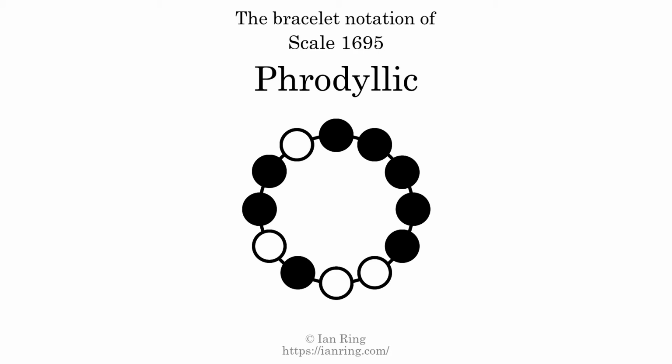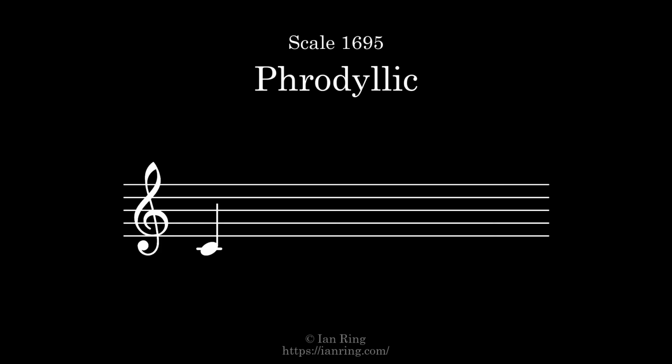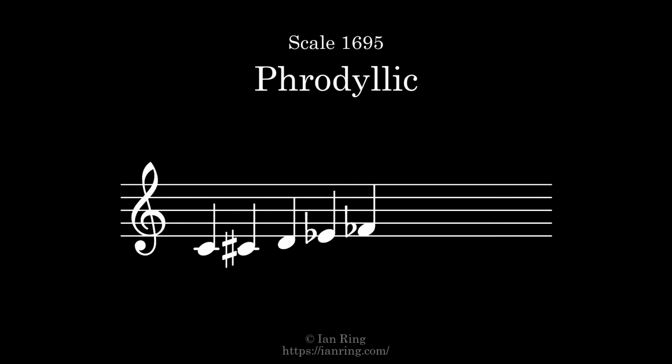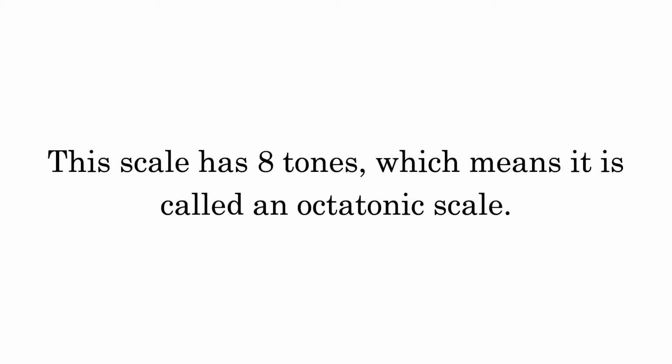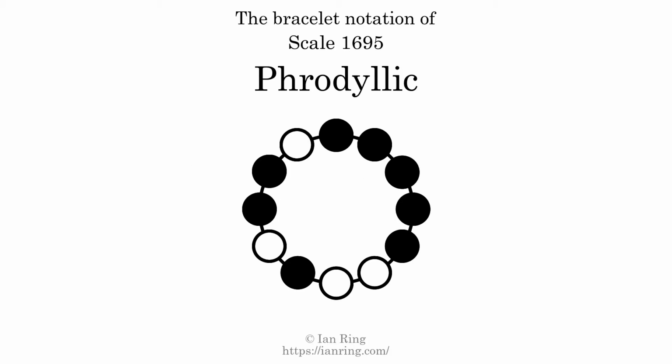1695, Phrodyllic, which sounds like this. This scale has 8 tones, which means it is called an octatonic scale. This is a bracelet notation diagram of scale 1695. The shaded circles represent tones that appear in the scale, and they are read clockwise, starting at the top.